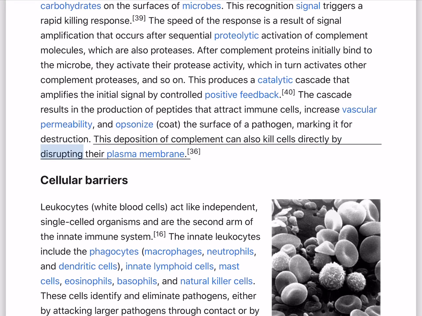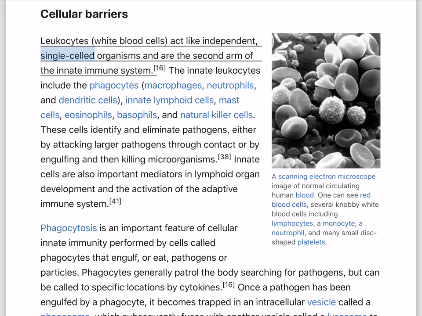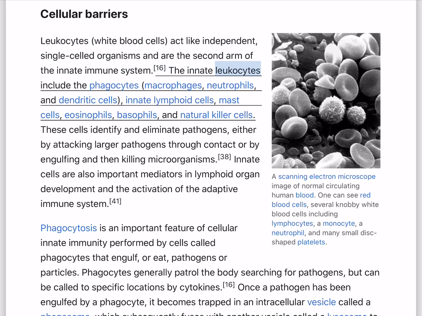Cellular barriers. A scanning electron microscope image of normal circulating human blood. One can see red blood cells, several knobby white blood cells including lymphocytes, a monocyte, a neutrophil, and many small disc-shaped platelets. Leukocytes, white blood cells, act like independent, single-celled organisms and are the second arm of the innate immune system.